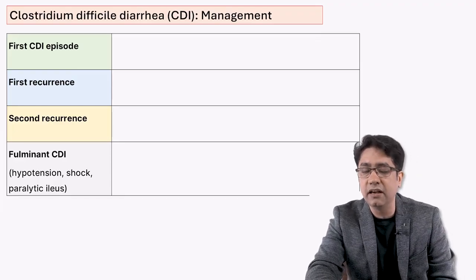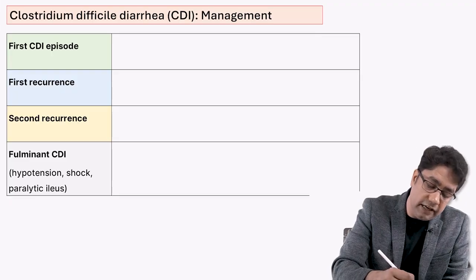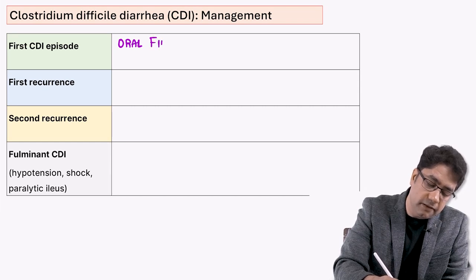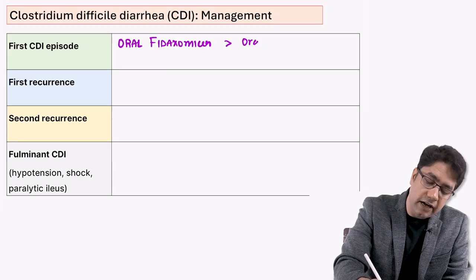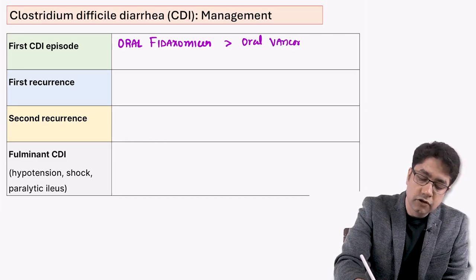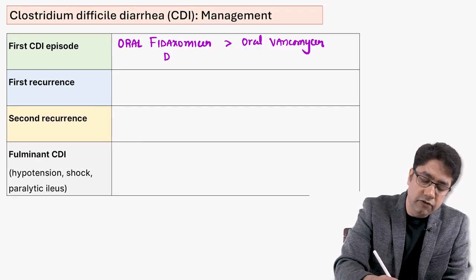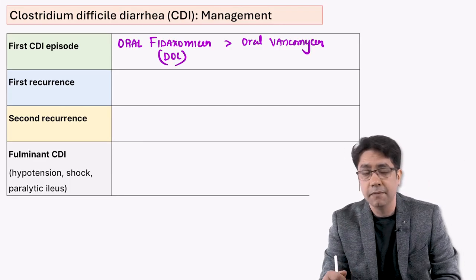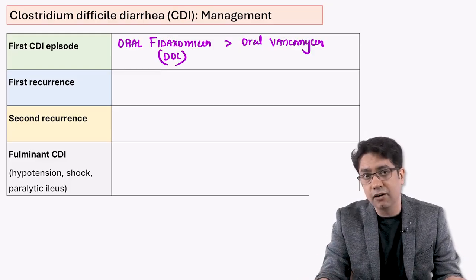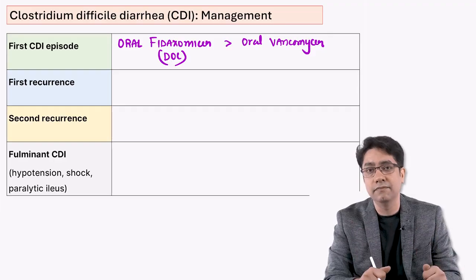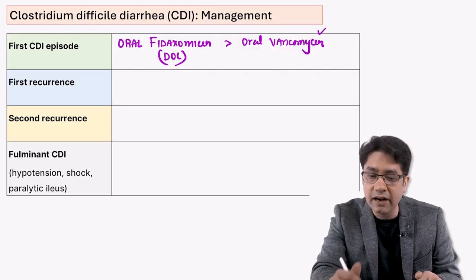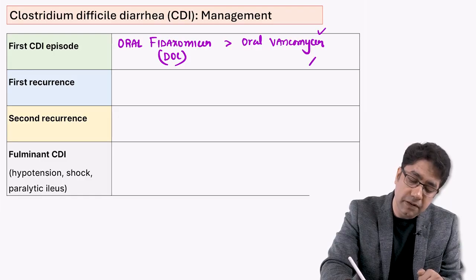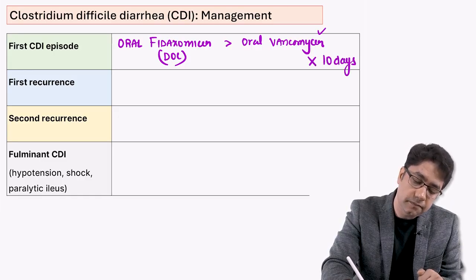If the patient is having the first episode of Clostridium difficile infection, you can start oral fidaxomicin, which is even more effective than oral vancomycin. So if somebody asks you what is the overall drug of choice, you will say fidaxomicin. But in reality, fidaxomicin is right now not available in our country. If it is not available, what are we giving? We are giving oral vancomycin, and this therapy must be given continuously for 10 days.